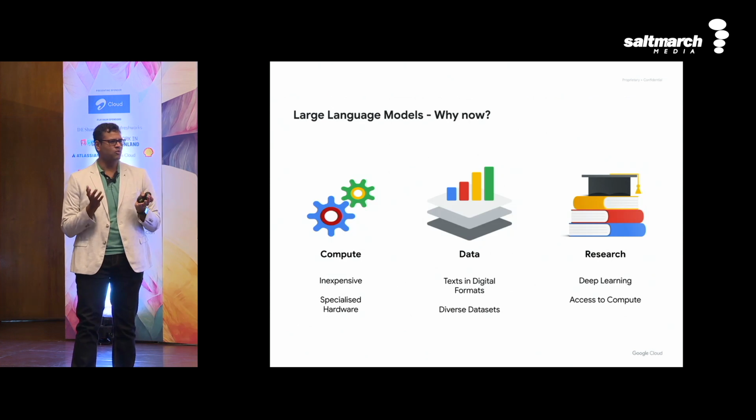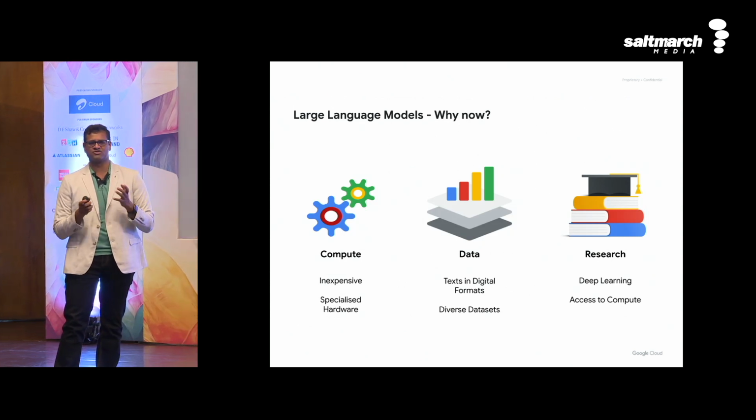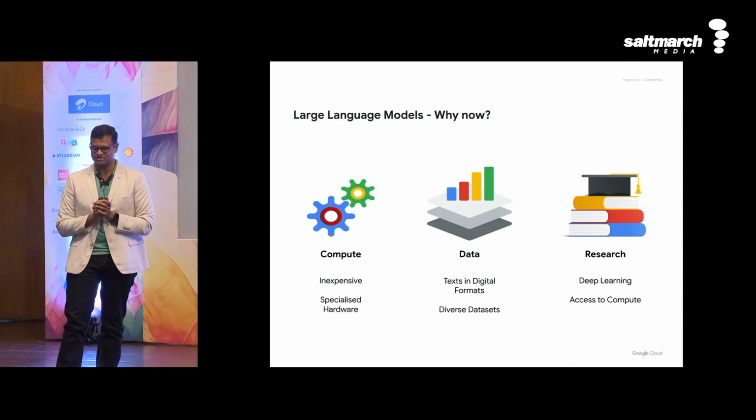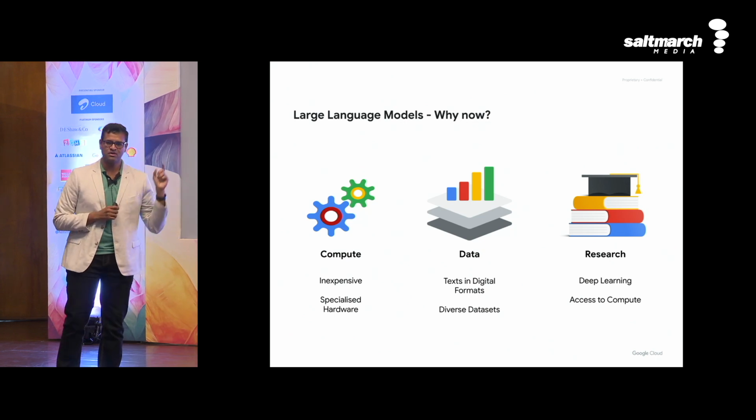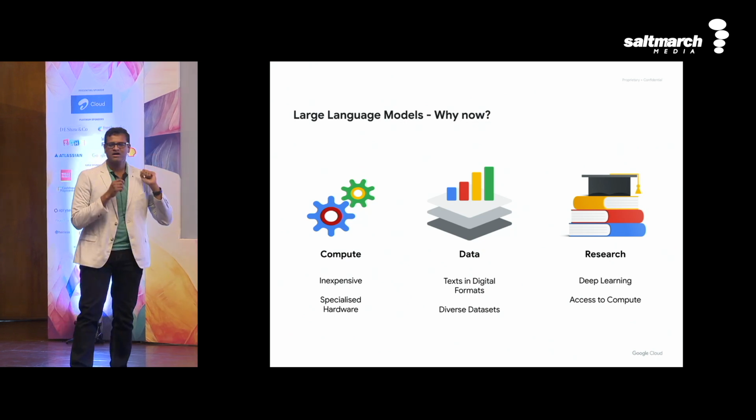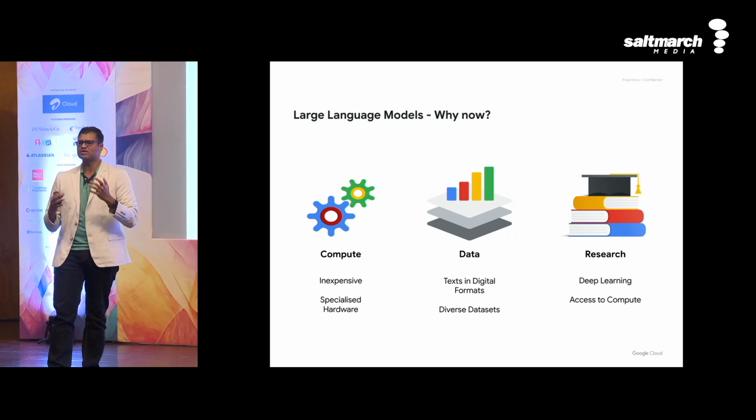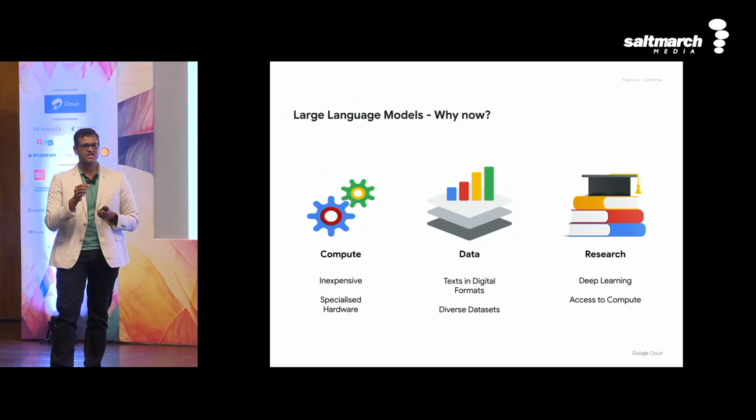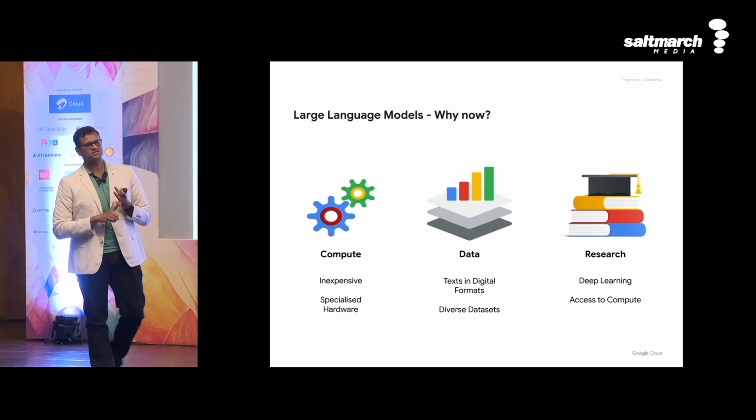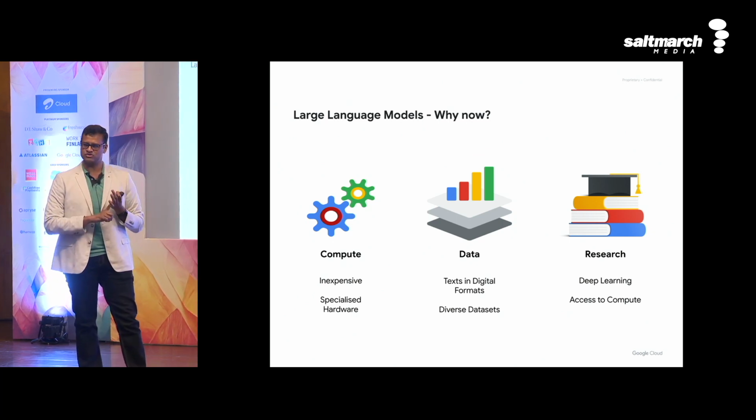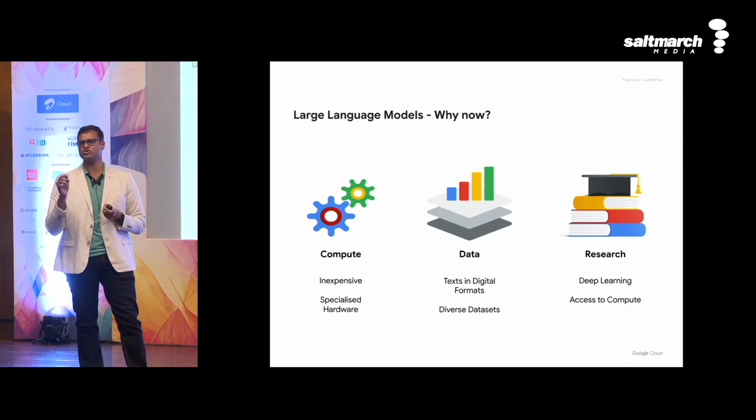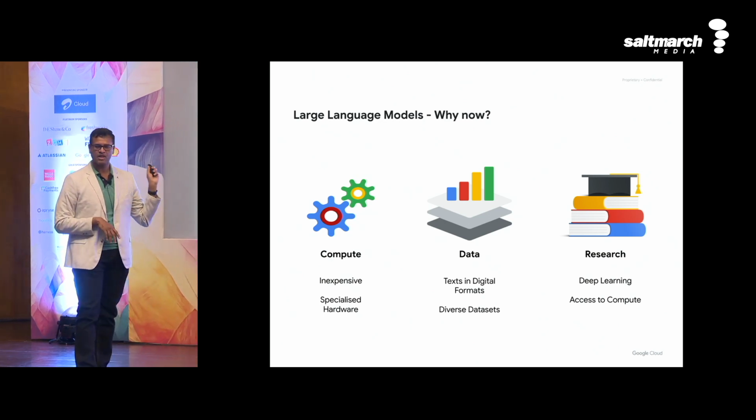But why now? Why are large language models all the rage now? What changed all of a sudden? Three things happened. One is compute. Massive amounts of inexpensive compute have been made available to the masses. Specialized hardware, that is GPUs and TPUs, or tensor processing units, which are specifically designed to do matrix multiplication, is available to the masses right now.